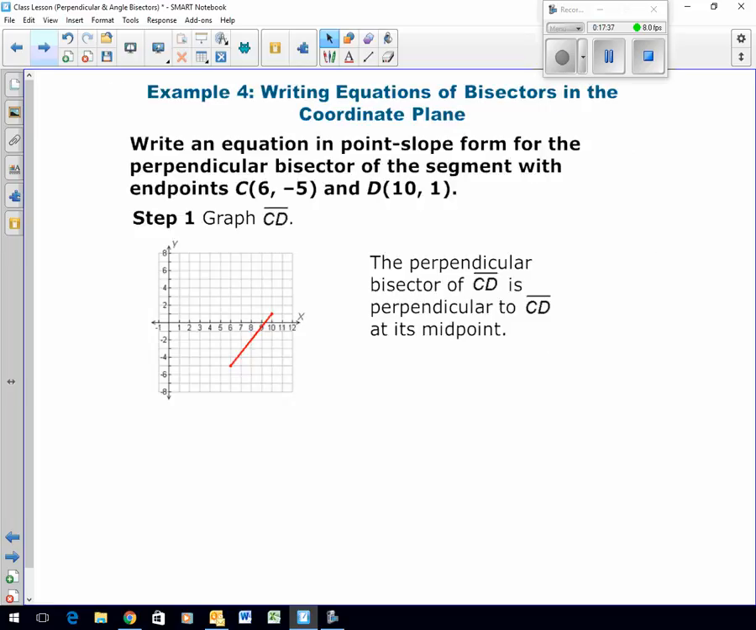All right. Sometimes, everybody, you're going to see this. Write an equation in point-slope form for the perpendicular bisector of the segment with endpoints at (6, -5) and (10, 1). First thing you'll do, graph your points. Graph your points.